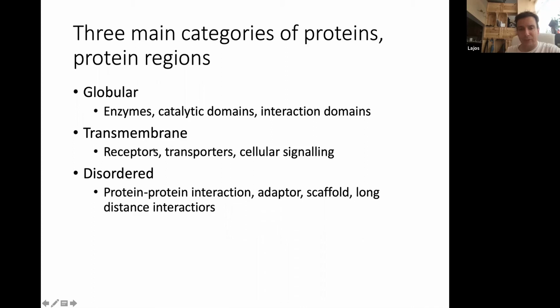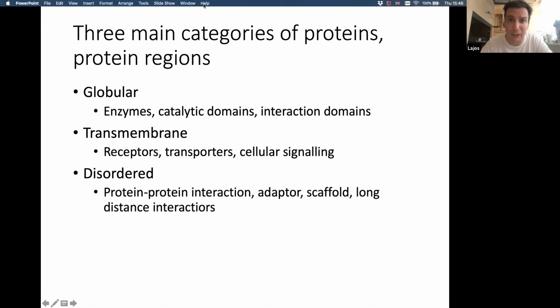But now let's speak about transmembrane proteins. Of course, here we have all the receptors, all the transporters, channels, ion channels, water channels, and also the first steps of cellular signaling. So if you think about the signal that is coming from the outside, the transmembrane proteins are the first element of this signaling chain. Extremely important proteins, very important in many ways.